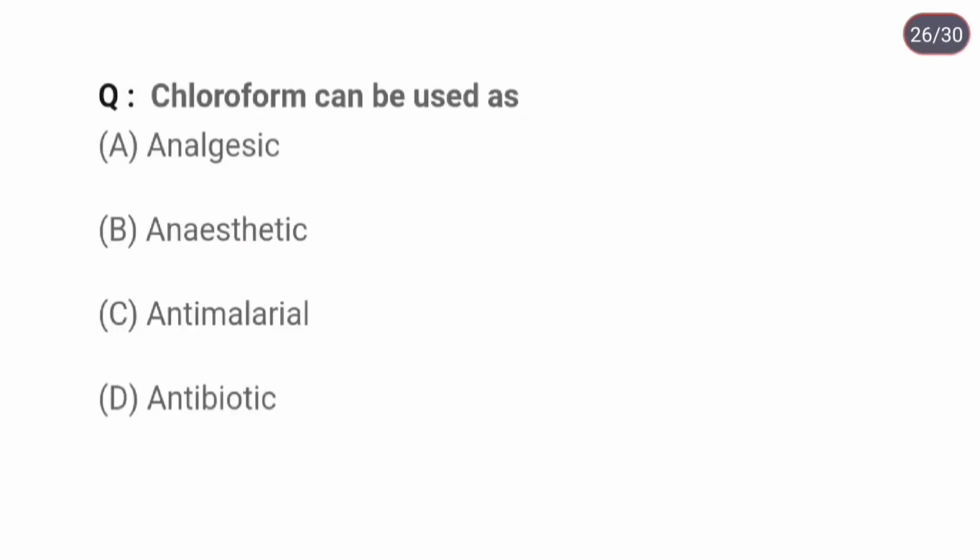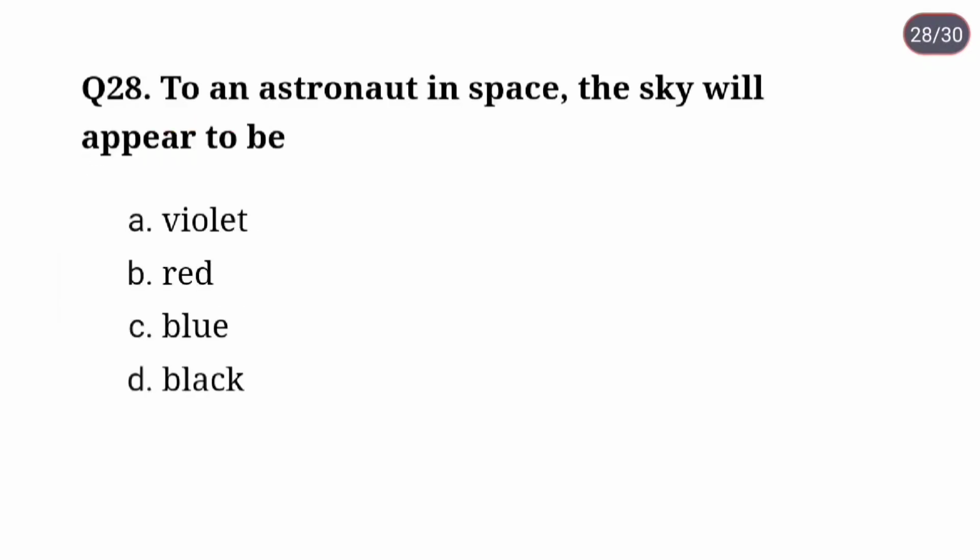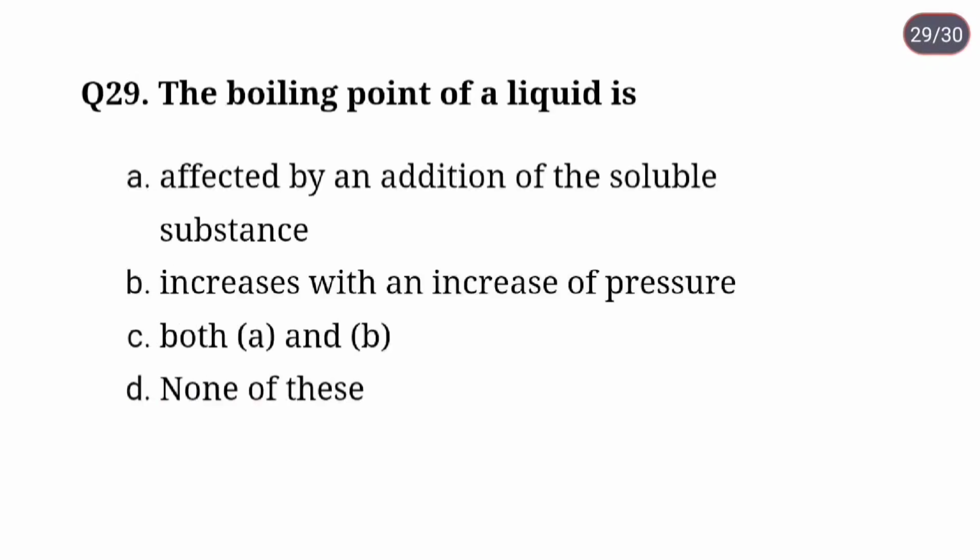Chloroform can be used as anesthetic. Bile is produced by the liver. To an astronaut in space, the sky will appear to be black. The boiling point of a liquid is both A and B. Affected by an addition of the soluble substance increases with an increase of pressure.